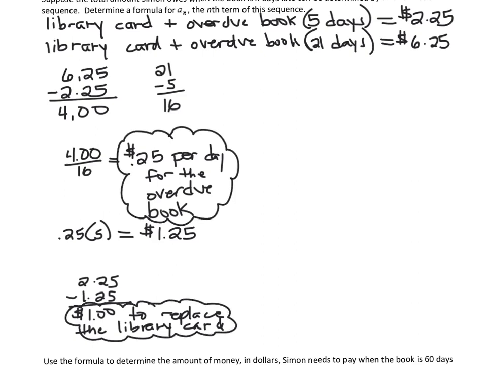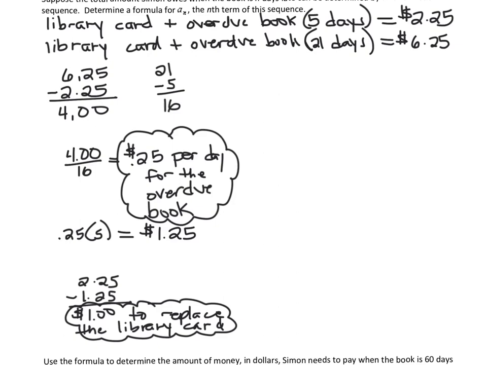Okay, so if you want to see if this makes sense, just figure it out, okay? 25 cents per day times 5 days is $1.25. If we add on the $1 for the library card, that is $2.25. Okay, 25 cents per day times 21 days. 25 cents times 21 is $5.25. If you add on the $1 to replace the library card, that does equal $6.25. So that actually all checks out so far.